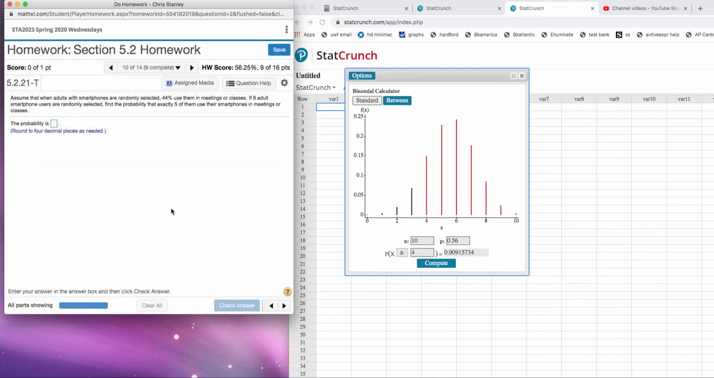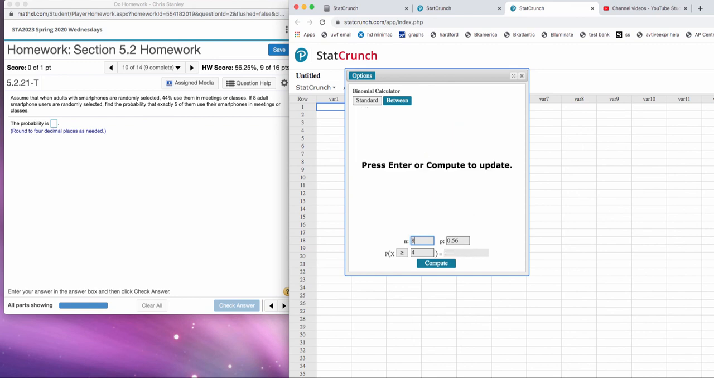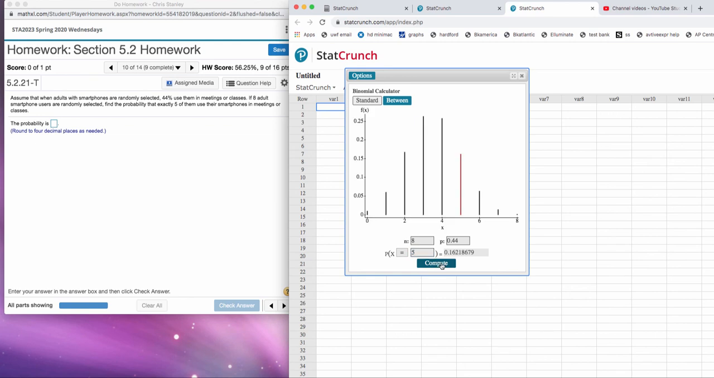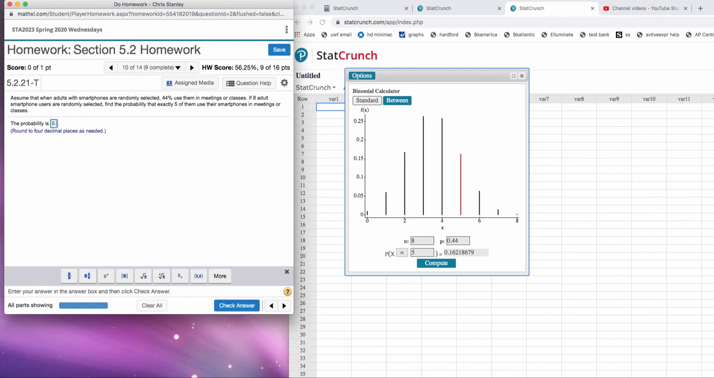Okay, assume adults are going to say 44%. There's 8 with a smartphone. I feel like I'm doing the same question over and over. 8, and there's a 44% chance. That's going to go to a 0.44. Exactly is an equal sign. 5. So 0.1622. That's the rounding.